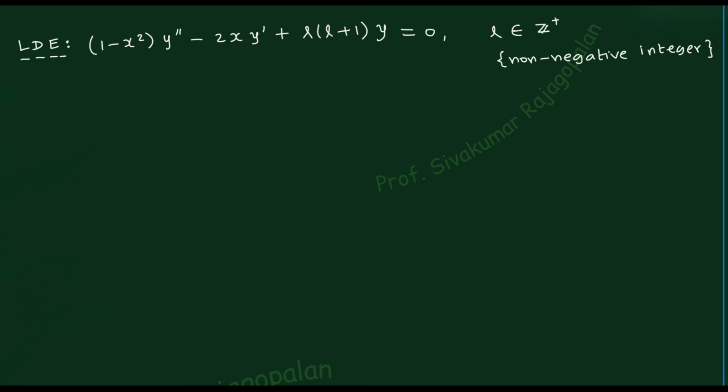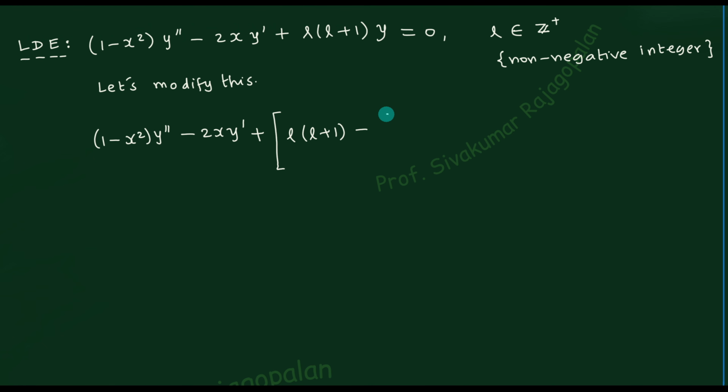We are going to do a small modification. Let me write it down. We will modify the last term now. Modify means adding some term, a slight change. The change that is going to happen is only in the last term. The first two terms I copy, and here is the change. Let L into L plus 1 stay, and I am going to add one more term, minus m square divided by 1 minus x square.